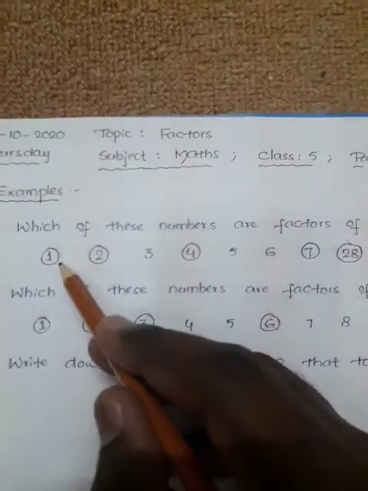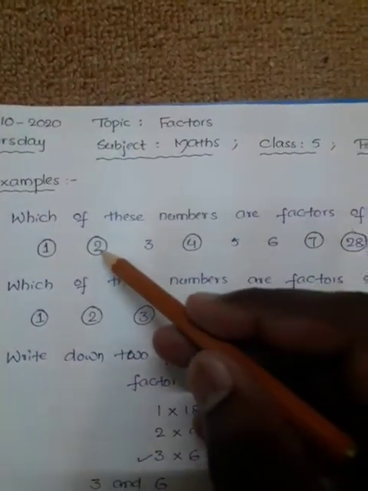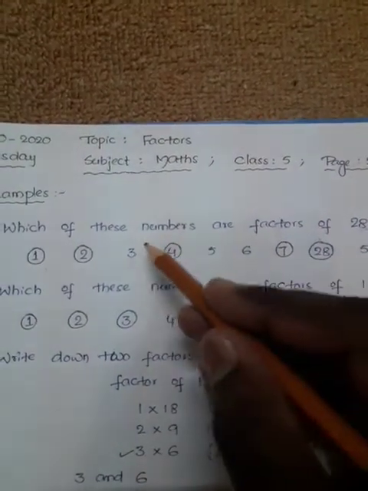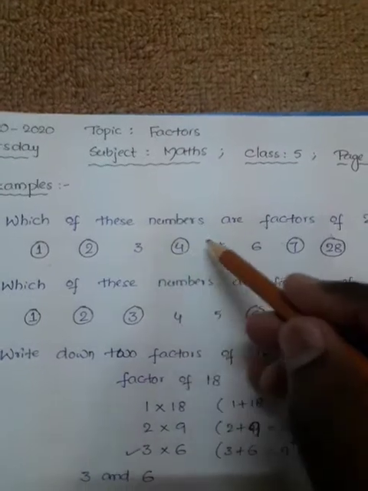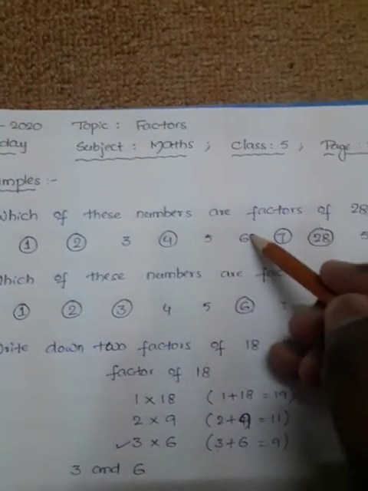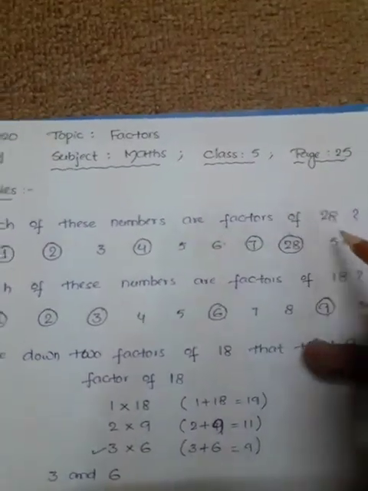Just check it. 1 is a factor of each and every number. We already discussed that in before classes. Now 2, in the 2 table there is a 28. Why? Because 28 is an even number. In 3 table there is no 28. In 4 table also there is 28. 5 table there is no 28. 6 table there is no 28. 7 table there is a 28. So 28 is also a factor. 56 is not possible.